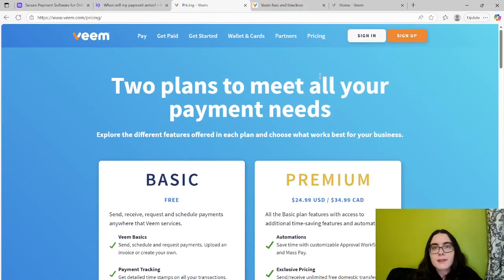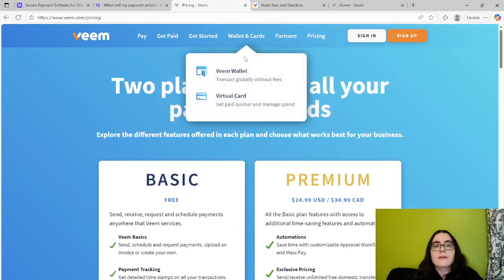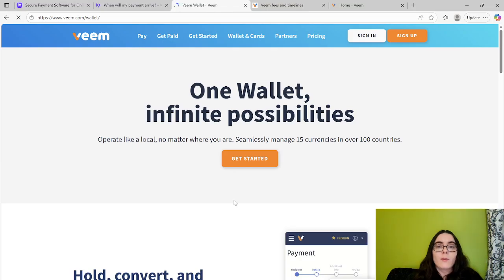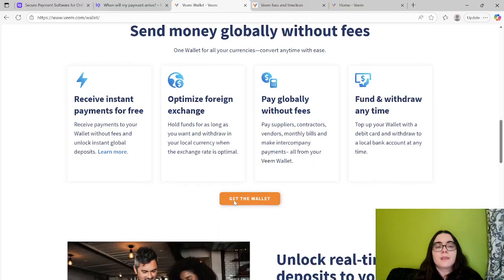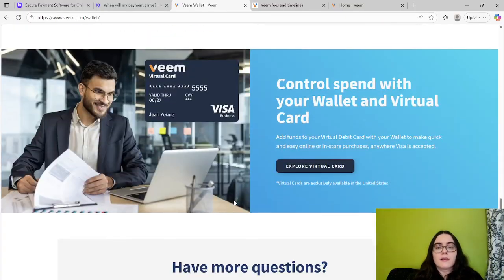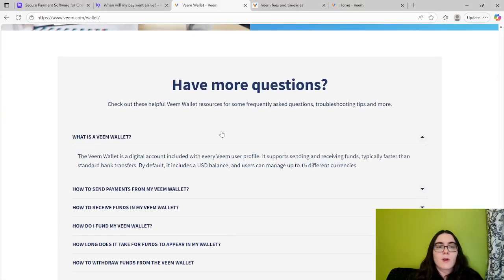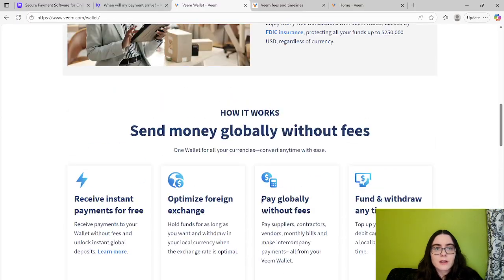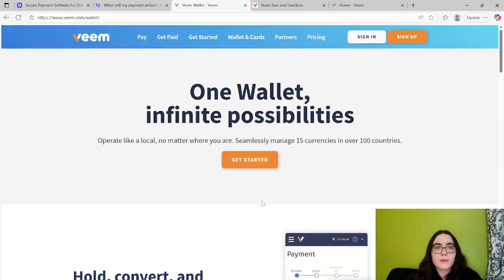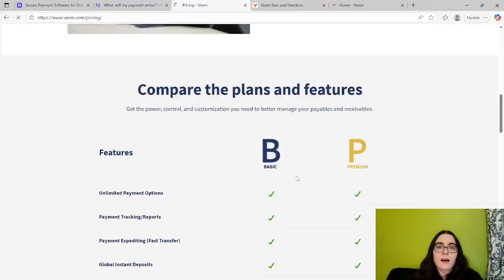The cheapest and easiest way to pay through Veem is by using the Veem wallet. This can help you hold different currencies, and it comes with every Veem account. The Veem wallet is included with every user profile and can hold up to 15 different currencies. So that's what you're going to want to know about that.